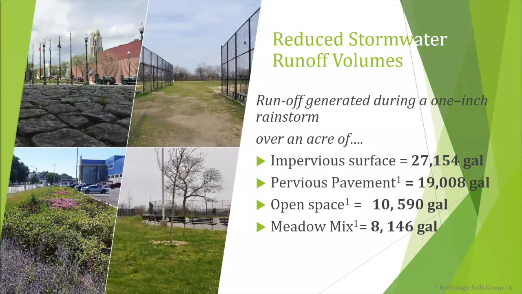Next is reducing the stormwater runoff volumes. And here's just 4 different examples of projects we worked on and what you would get from a 1 inch rainstorm over an acre, and the actual runoff volumes that you would get from each one of these different surfaces. So obviously, if you can reduce the amount of hardscape, you are drastically reducing the amount of runoff volume that you're going to need to either treat or channel to some sort of flow system.